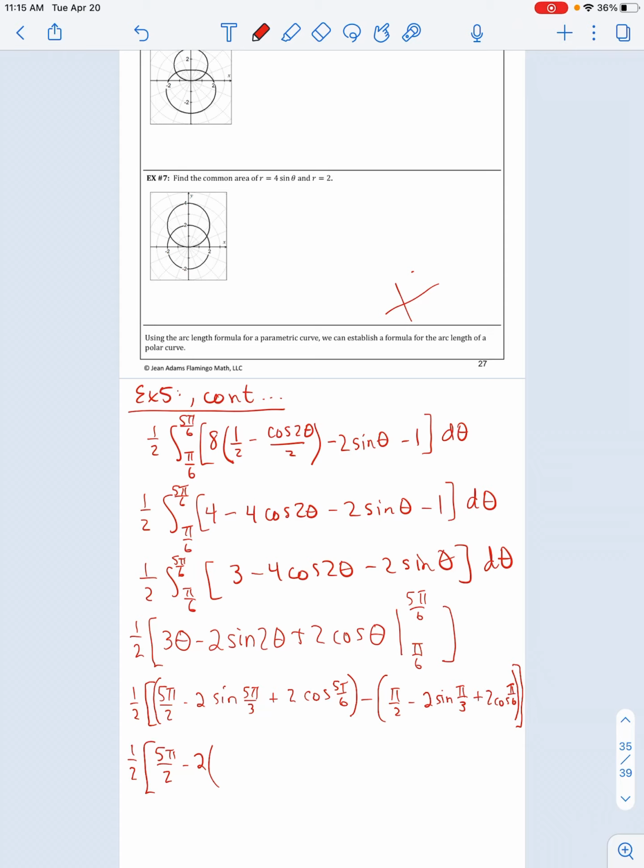So now I'm just going to do some little triangles here. Our 5 pi over 3 is like 1, 2, 3, 4, 5. We're in the 4th quadrant. 60-degree reference angle. Sine is negative square root of 3 over 2.